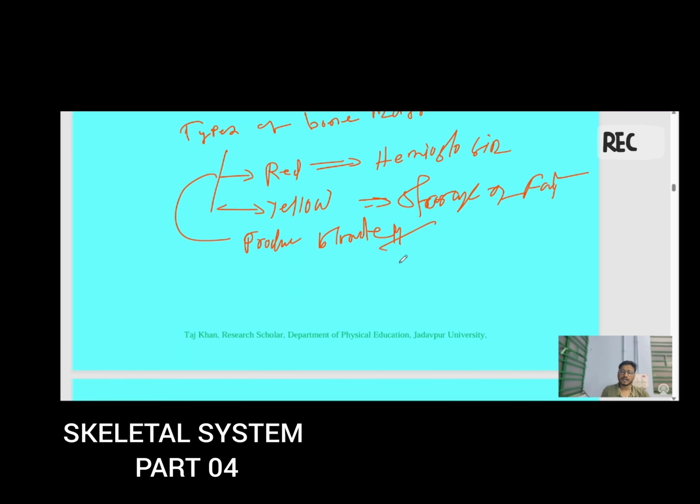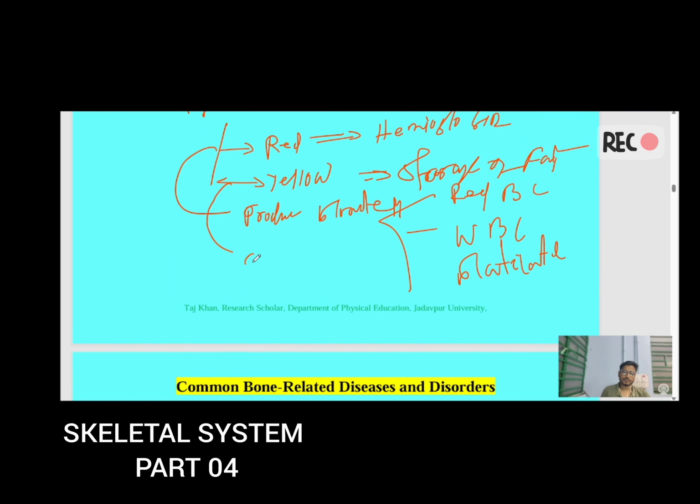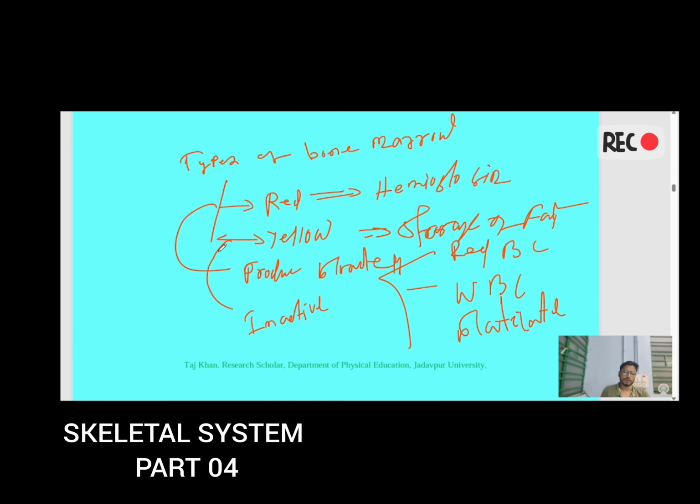Blood cell. How many types of blood cell are here? Red blood cell, white blood cell, and platelets. Okay, and yellow bone marrow is inactive bone marrow. Okay, inactive bone marrow. Read out that about this thing.